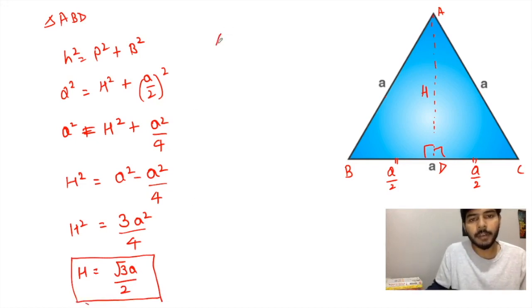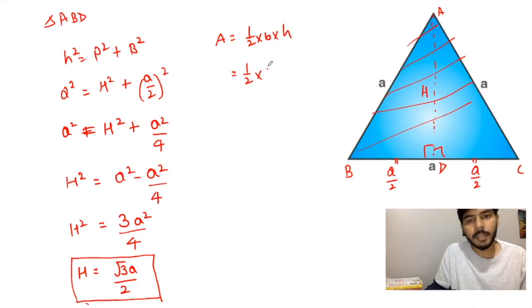And now, what is the area of the triangle? Area is equal to 1 upon 2 base into height, base into corresponding height. Now we are taking this complete triangle ABC to find the area. The base is A and the height you found is capital H, root 3 A upon 2. Now the area is root 3 A square upon 4.